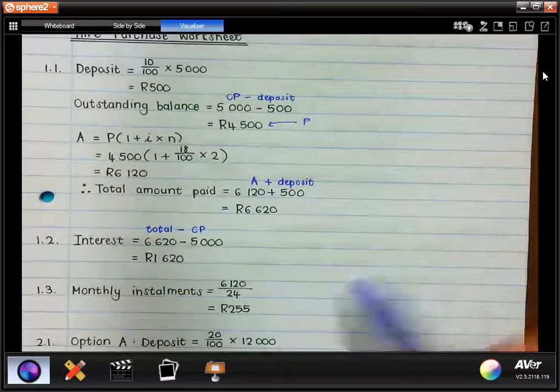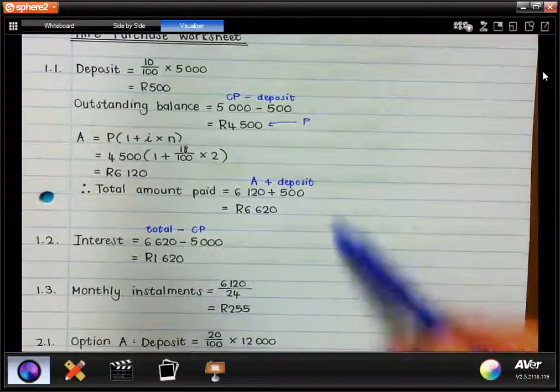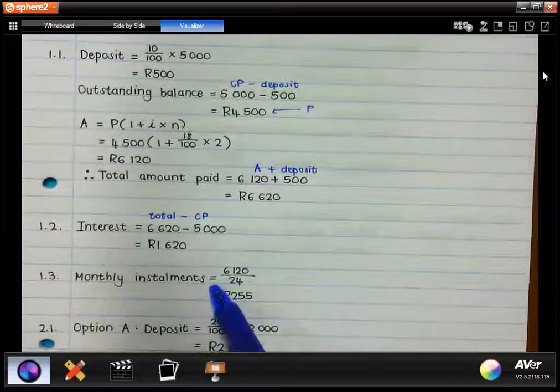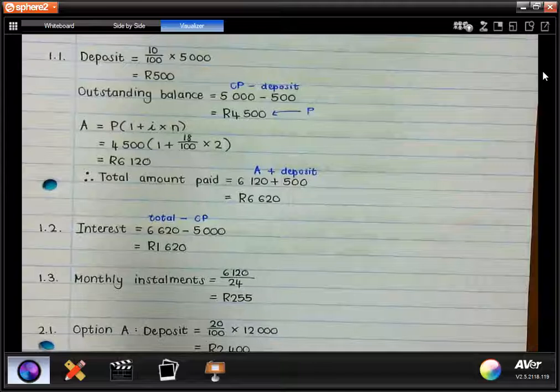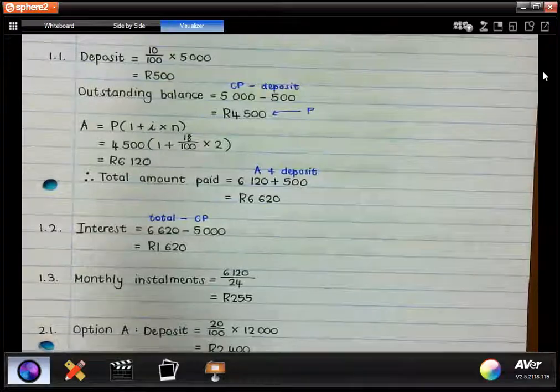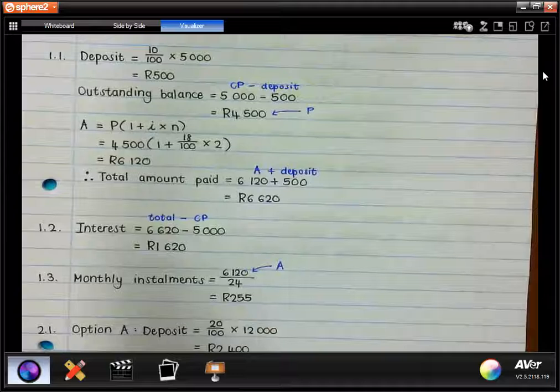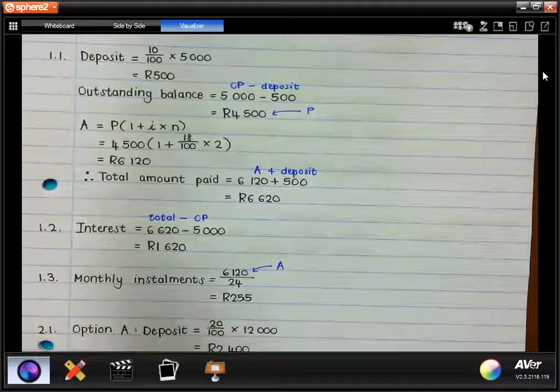And then in 1.3, now, like I said already, you might have done this calculation in 1.1. Then you must just write your answer. All right, the monthly installments. Now, guys, remember the monthly installments, you've already paid the deposit. So the deposit isn't included in your monthly installments. All right, so your monthly installments is always going to be your A value. So 6,120 rand. And you divide that by the number of months. So it was 2 years, so 2 times 12 is 24. Any questions on number 1?